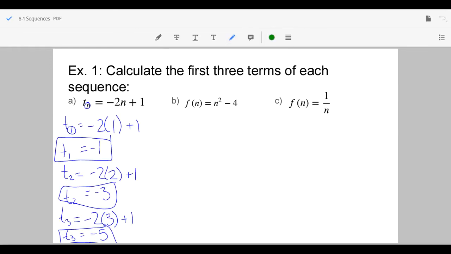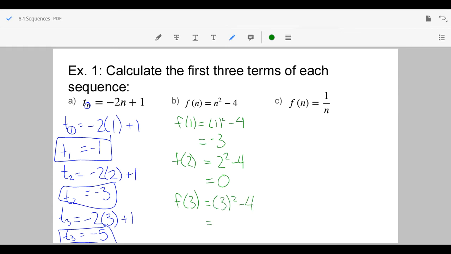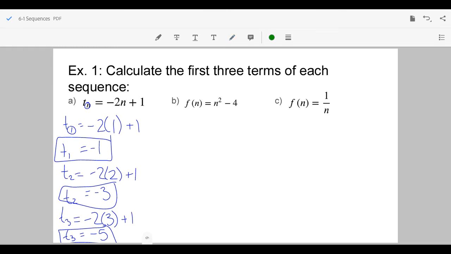For our second one, it's in function notation, and you'll notice it's quadratic because we have n squared. F of n equals n squared minus 4. So f of 1, or f at 1, is equal to 1 squared minus 4, which is negative 3. F of 2, or f at 2, is 2 squared minus 4, which is 0. And f of 3 is 3 squared minus 4, which is 5. So there we have the first 3 terms of that sequence.